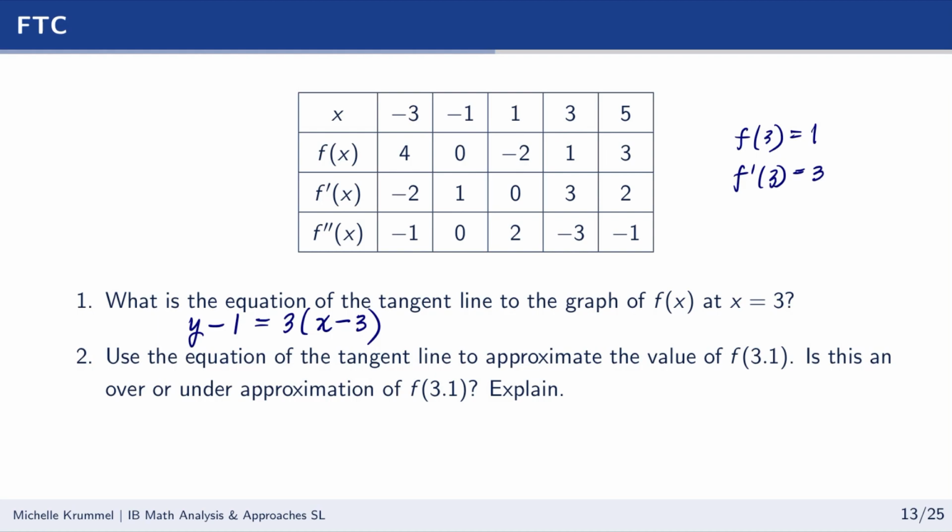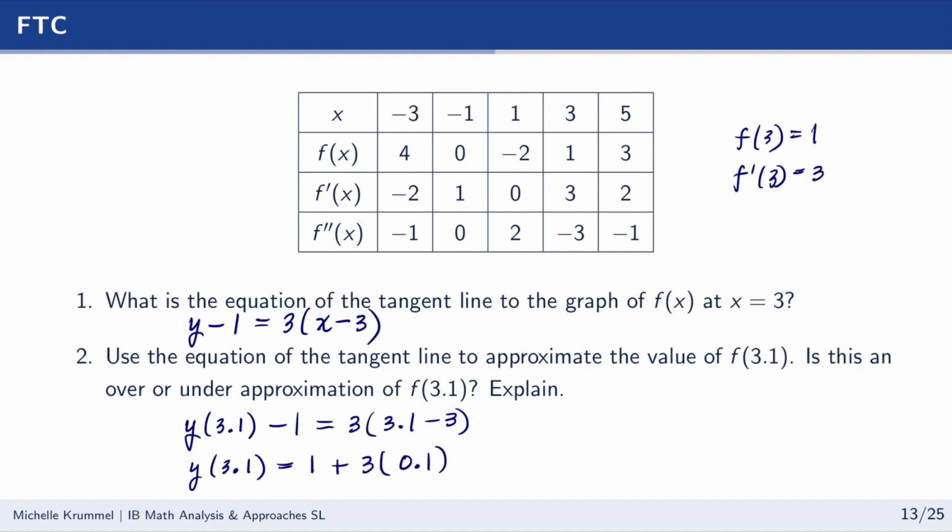So f of 3.1 would be like y of 3.1 minus 1 equals 3 times 3.1 minus 3. Okay, so y of 3.1 equals, I'm just adding this 1 to the other side, 1 plus 3 times 0.1. So 1 plus 0.3 equals 1.3. Now, we're not saying that f of 3.1 equals 1.3.